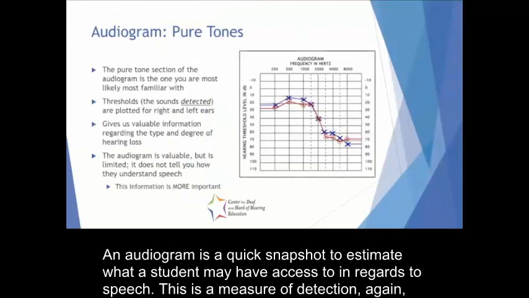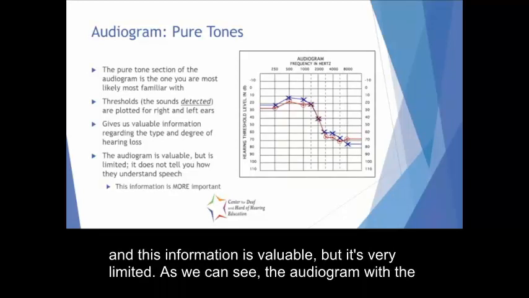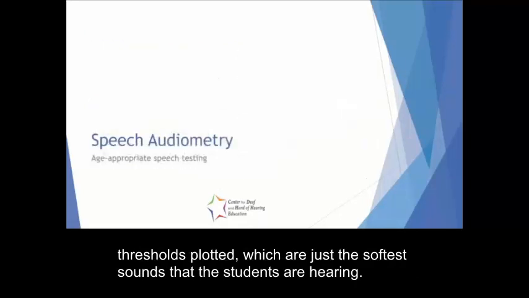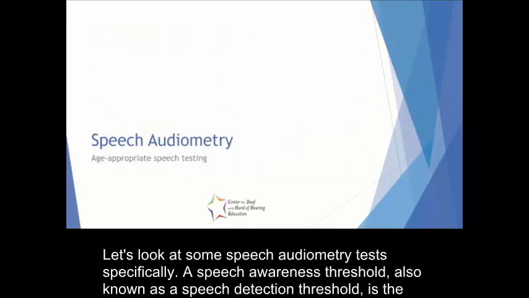An audiogram is a quick snapshot to estimate what a student may have access to in regards to speech. This is a measure of detection again, and this information is valuable, but it's very limited. As we can see, the audiogram has the thresholds plotted, which are just the softest sounds that the student is hearing. Let's look at some speech audiometry tests specifically.